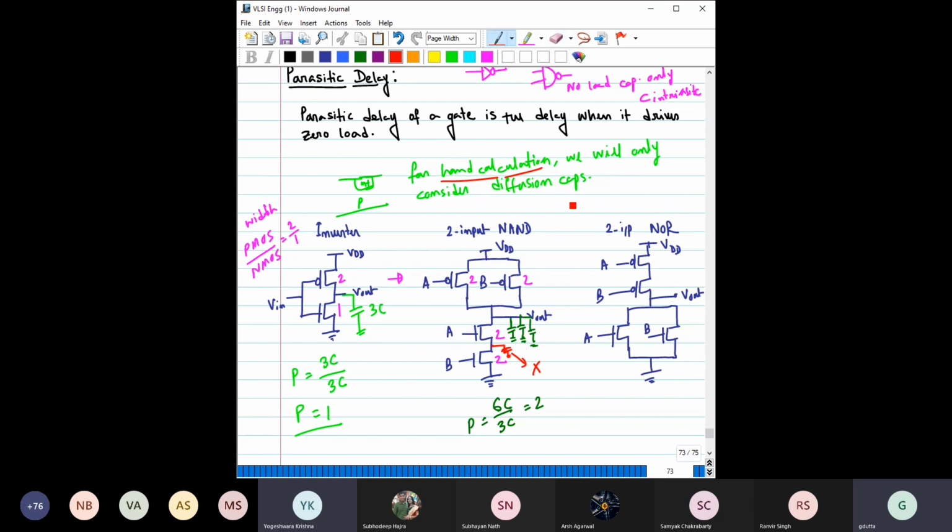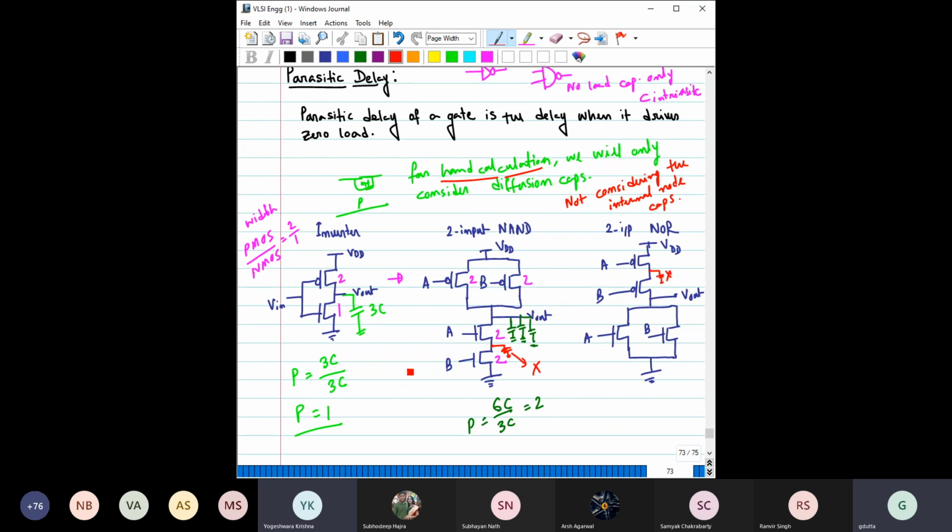So we will write here: not considering the internal node caps. There are internal node caps as well here, so we are not considering those. For example, you can see here also we have an internal node cap, right? We are not considering this.